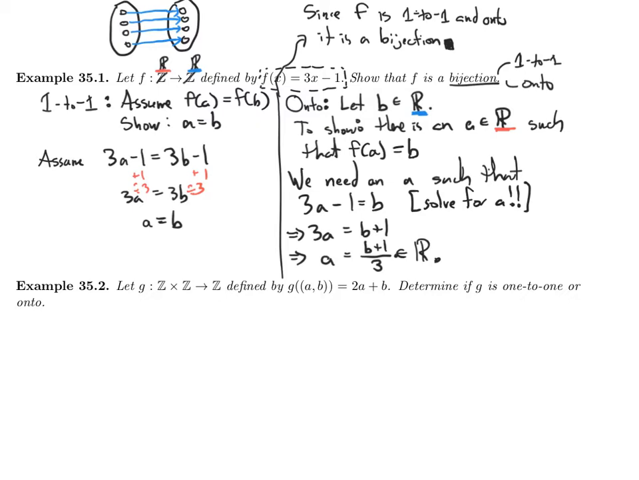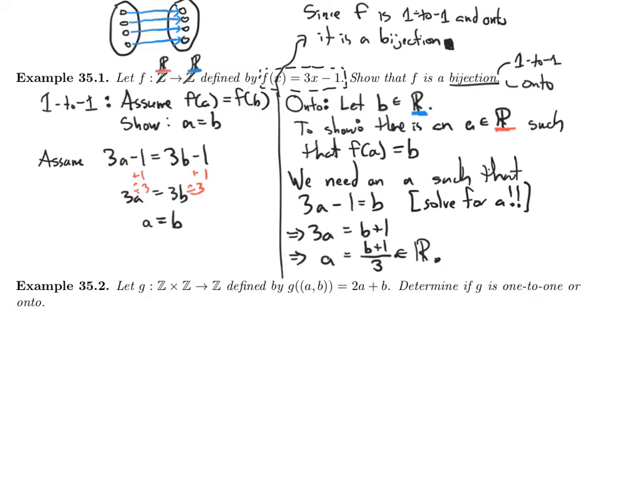Okay, now that you're back, it's this whole expression here, b plus 1 over 3. This isn't always an integer. Imagine if b was the number 1. 1 plus 1 over 3 is 2 over 3. 2 over 3 isn't an integer. So if f was a function from the integers to the integers, it would still be a 1-to-1 function, but it would not be an onto function. So the choice of domain and codomain of your function is important.